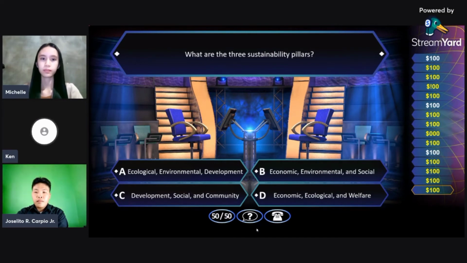A. Ecological, environmental, development. B. Economic, environmental, and social. C. Development, social, and community. Or D. Economic, ecological, and welfare.